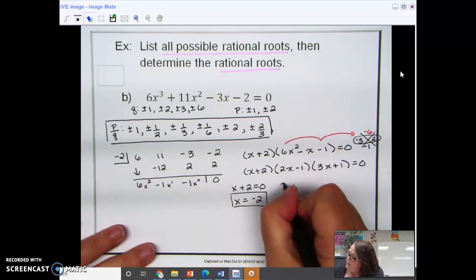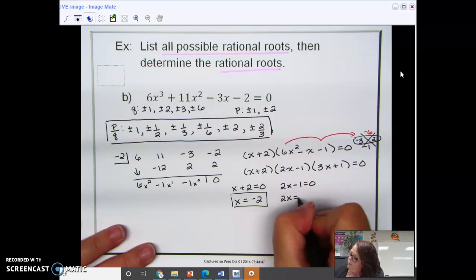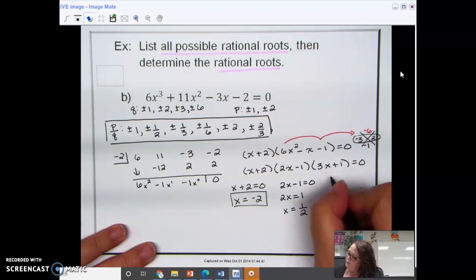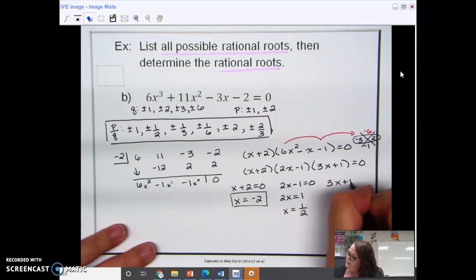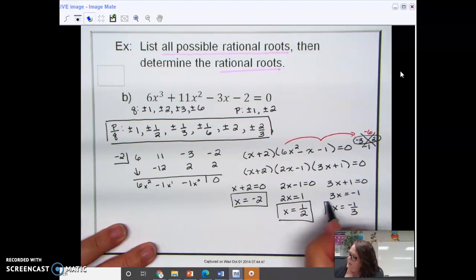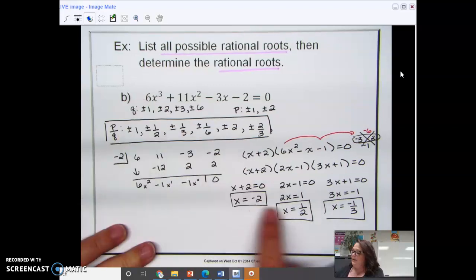Then we could say that 2x minus 1 is equal to 0, so that makes 2x equal to 1, and that makes x equal to 1/2. Then over here, we could say that 3x plus 1 is equal to 0, making 3x equal to -1, and x equal to -1/3. So that means that my exponent was 3. So remember, we predicted we'd have 3 complex roots, and they all happen to be real and rational. So we have found all 3 possible rational roots.